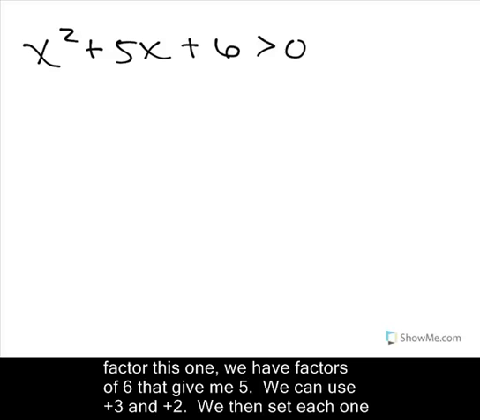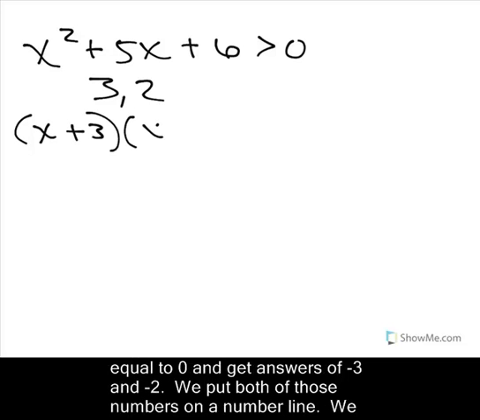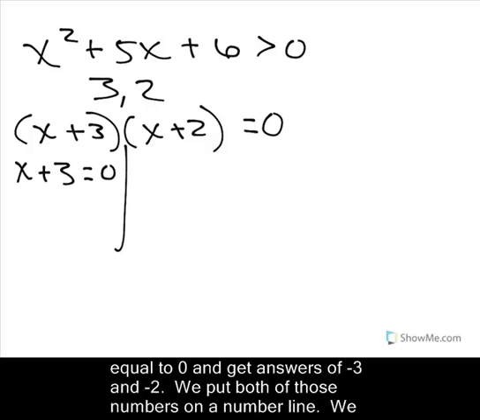This one is probably easier if we factor it because there are factors of 6 that will give me 5. And in this case, factors of 6 that would give me 5 would be a 3 and a 2. So we can take that and put them inside our parentheses to factor. And we would set each one equal to 0, and we would end up with a -3 and a -2 for our answer. Now, this is if this problem had an equal sign in it.